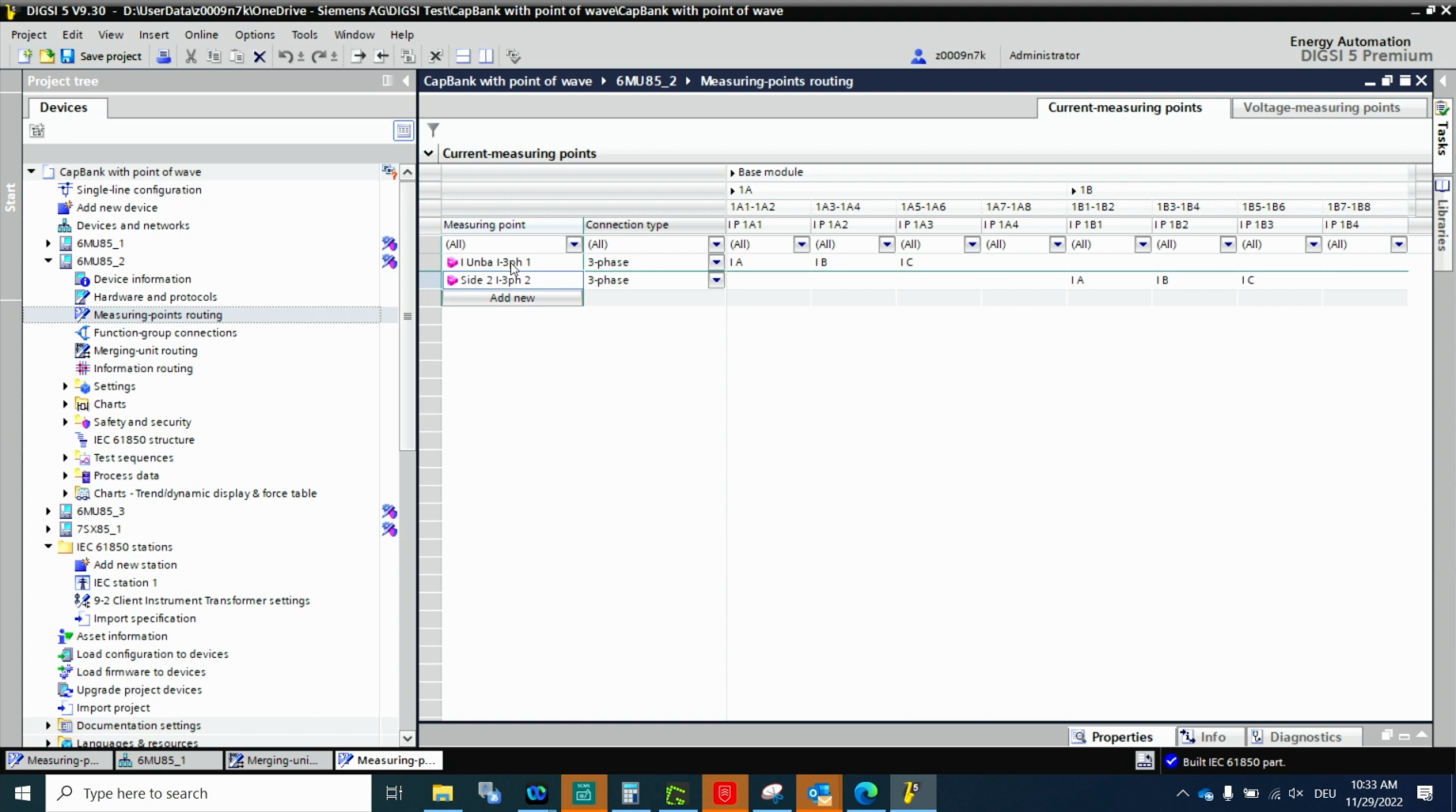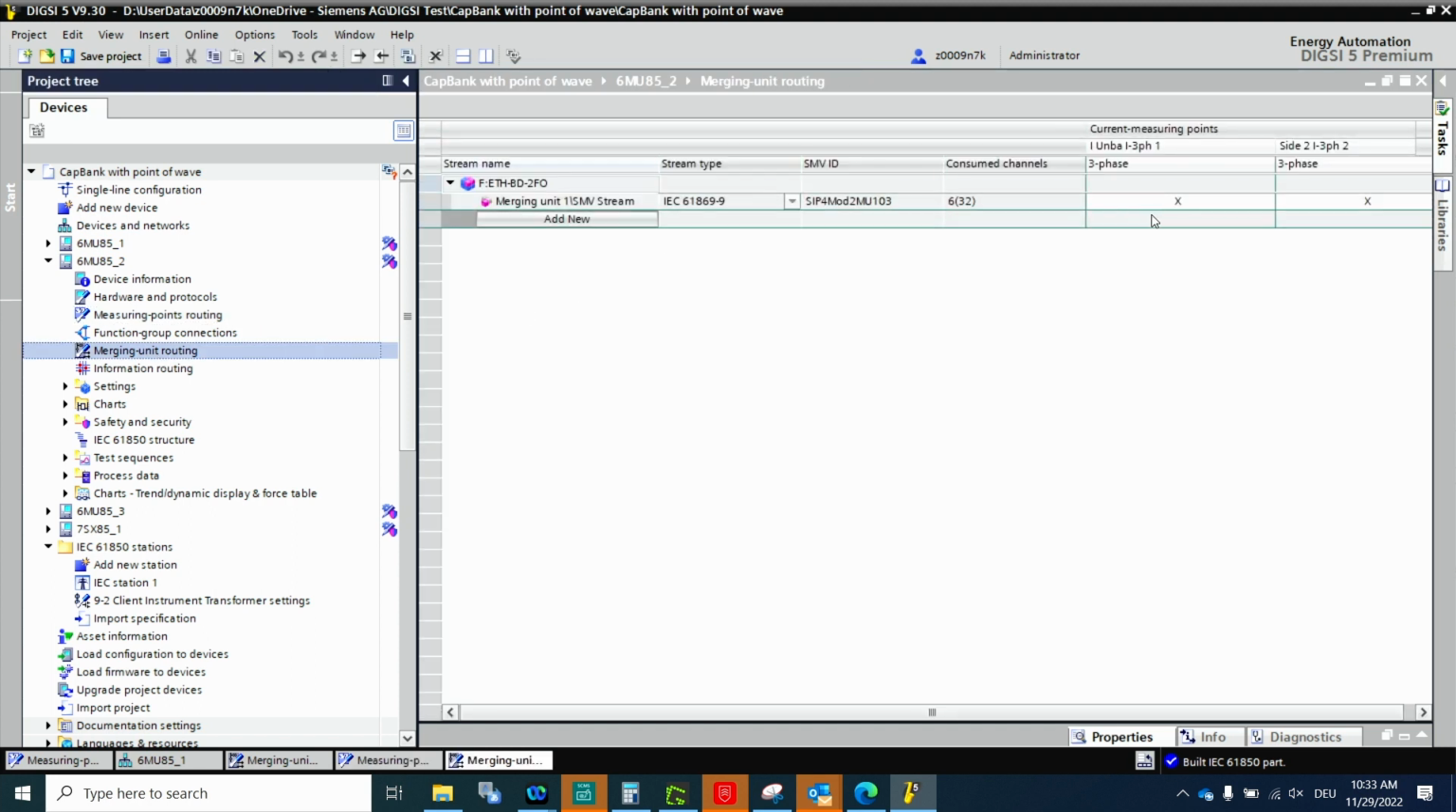With the capability of the merging unit to acquire multiple measuring points either for current or voltage, all the protection functions related with the capacitor bank can be implemented in an easy way. Here in merging unit routing, the current unbalanced and the three-phase current of side 2 for the transformer differential protection are mapped to be published.